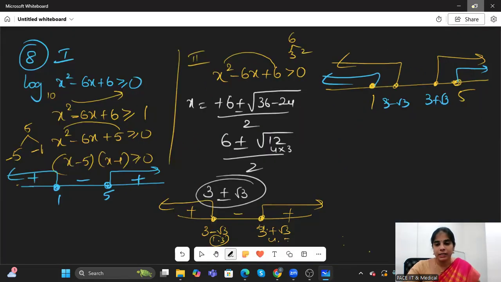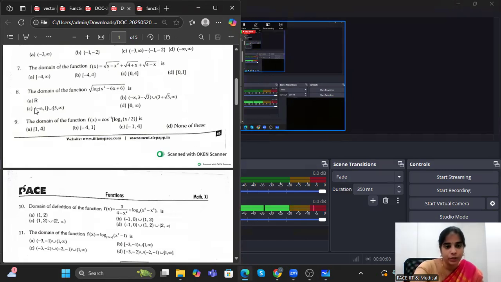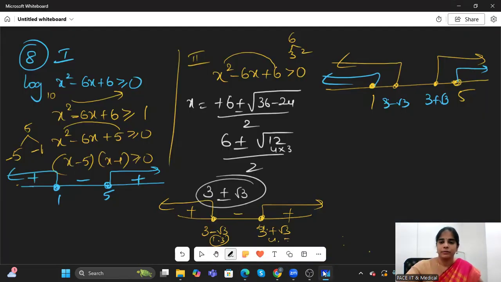Basically minus infinity to 1 and 5 to infinity will be tallying. Right, so in option D, minus infinity to 1 union 5 to infinity will be tallying for us. Perfect. So wherever you have this double mark, that will be a solution: minus infinity to 1 closed, union 3 plus root 3, union 5 comma infinity. Perfect.